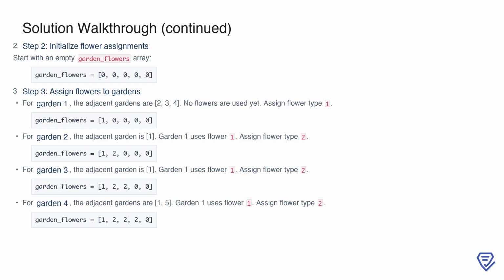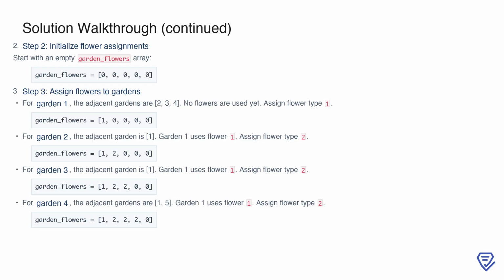For garden 2, the only adjacent garden is garden 1, which uses flower type 1. We assign flower type 2 to garden 2, updating the array to 1, 2, 0, 0, 0. For garden 3, the only adjacent garden is garden 1, which uses flower type 1. We assign flower type 2 to garden 3, resulting in 1, 2, 2, 0, 0.